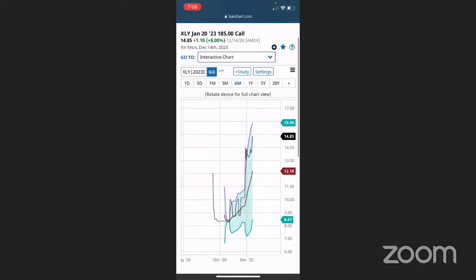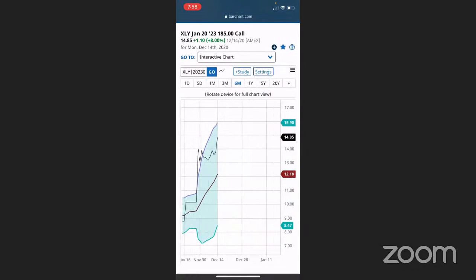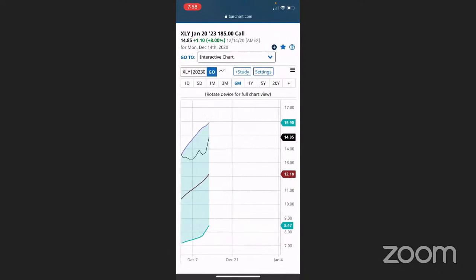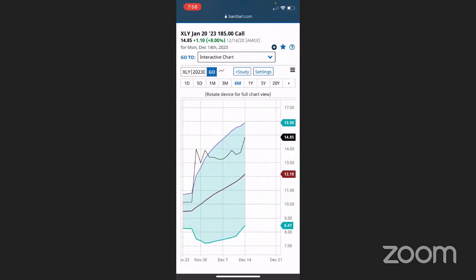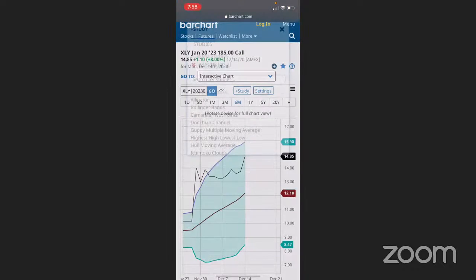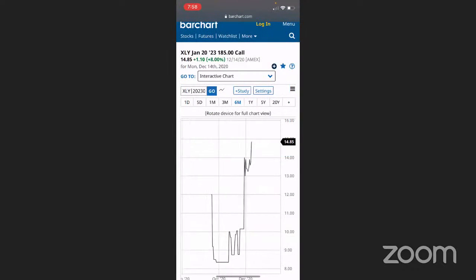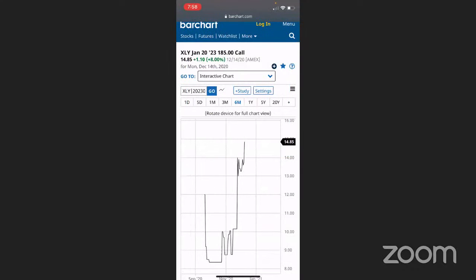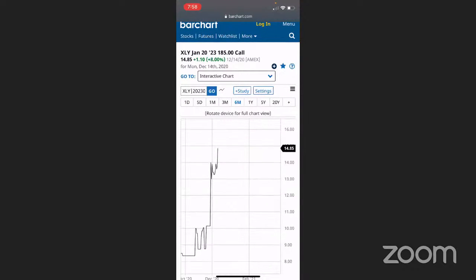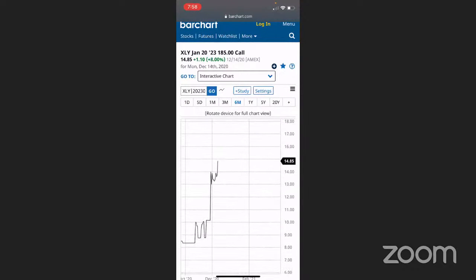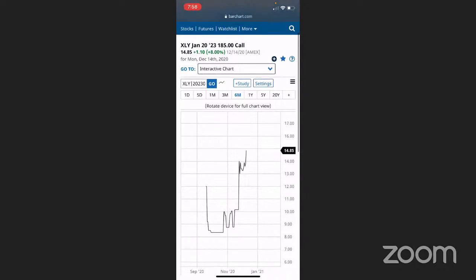And you can turn the Bollinger Bands on. See here, it's not at the top of the bands, but it's kind of close. The options high here is pretty much at its all-time high, so this might not be the best time for us to buy this option.